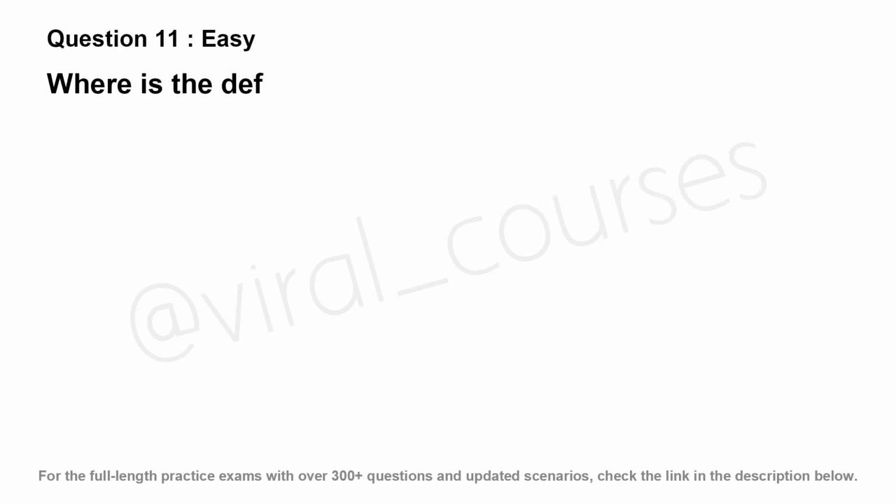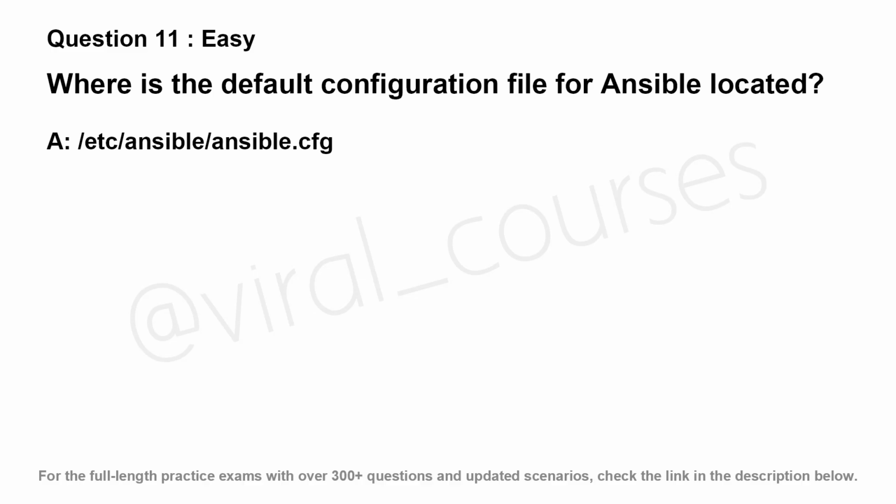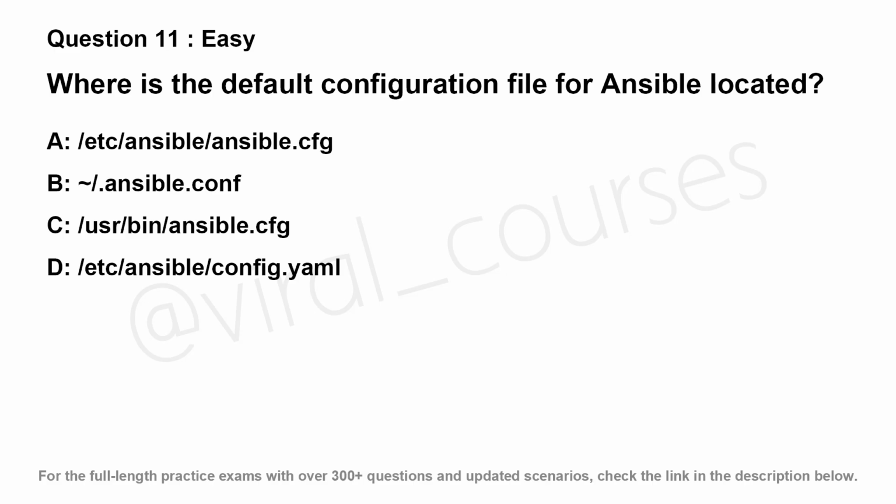Where is the default configuration file for Ansible located? Option A, /etc/ansible/ansible.cfg. Option B, ~/.ansible.conf. Option C, /usr/bin/ansible.cfg. Option D, /etc/ansible/config.yaml.